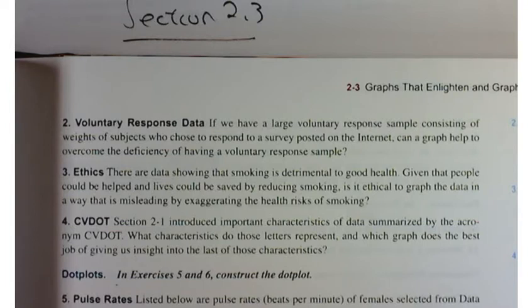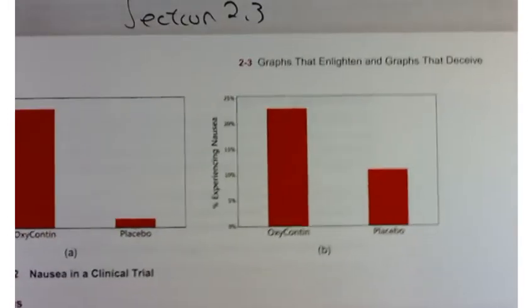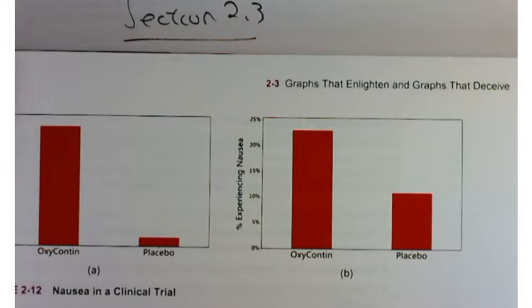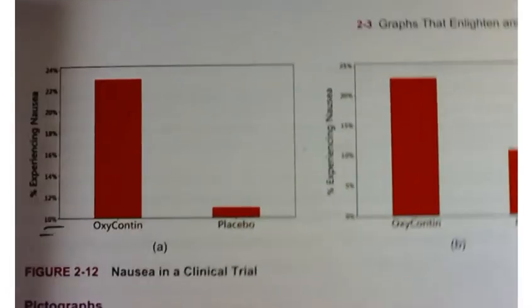Now, once you do have some data, the question is, what are you going to do with it? You want to display it. And there's a couple of good ways to display it and a couple of bad ways to display it. Let's start with a couple of examples of some bad things to do. And we'll start that with some nausea results from a clinical trial.